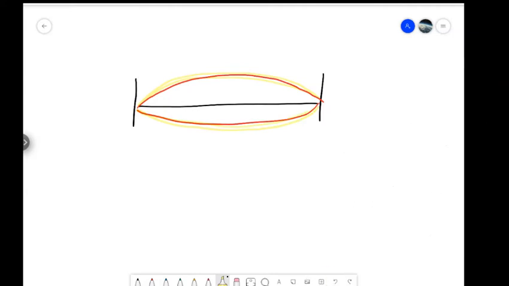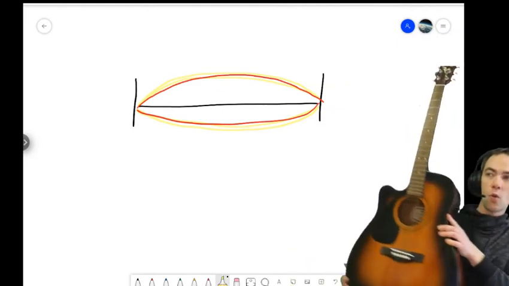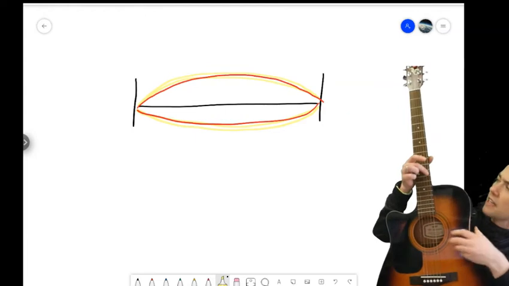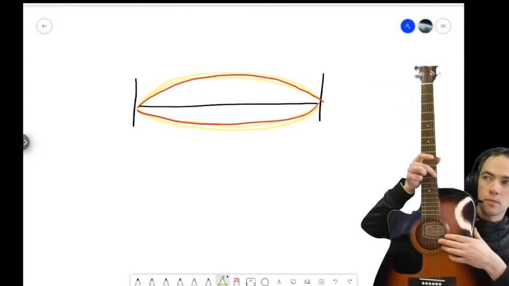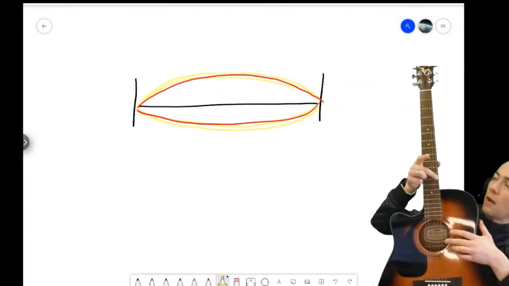Now, if we look back at our guitar, back to our example, where I was putting my finger exactly here in the middle, where I'm here to here is the same distance as here to here, and we can hear a sound.